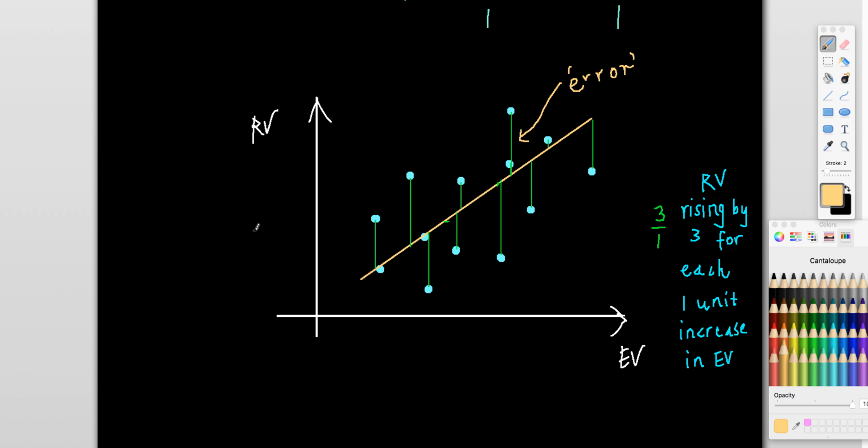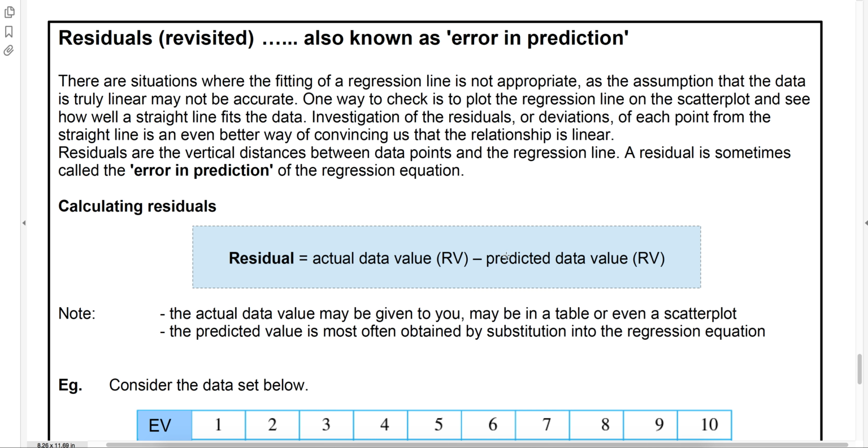So the error in prediction, what you want to do is look at the difference between your actual data value and your predicted data value. Now this actual data value, that's what the dot is. That's what's plotted on the scatter plot. So this one will be given to you. It might be in a table, it might be on a scatter plot, or it might just be given to you. They might just say when the EV was 5, the RV was 7. That's just telling you what it is.